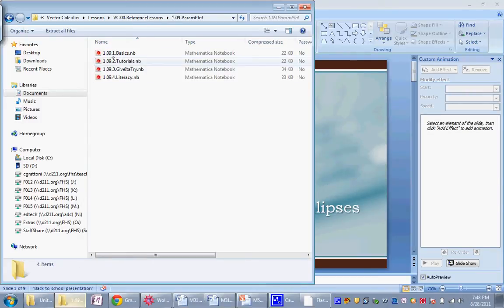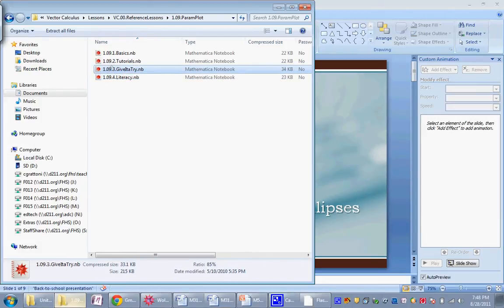So take a look in here. Basics and tutorials. It's up to you to read those on your own, guys. That's the textbook. You are going to be spending time doing some reading in class. And then Give It a Try and Literacy. These are the 2 things that are due on Friday.